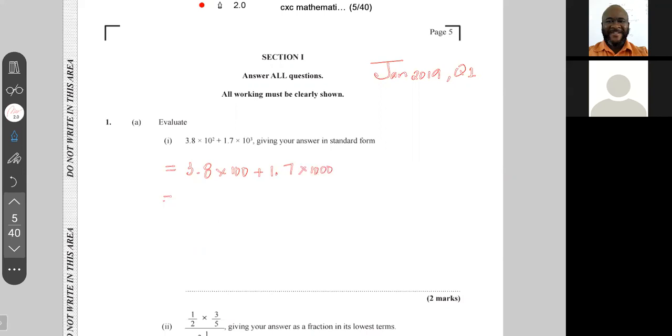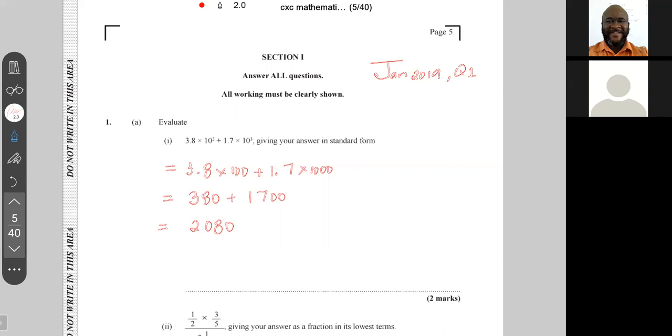So this is 380 plus 1,700. So this looks as if it is 2,080. And we're asked to write the answer in standard form.